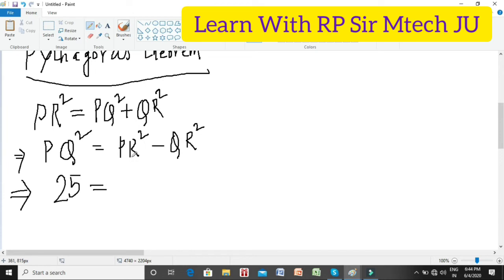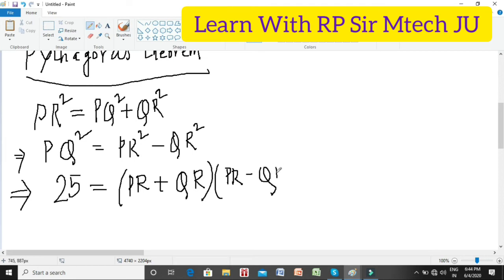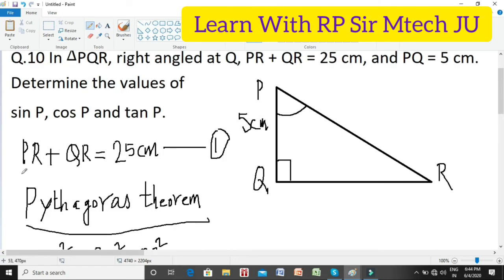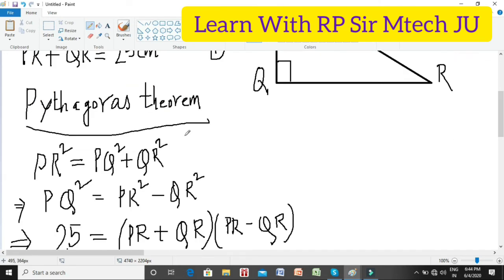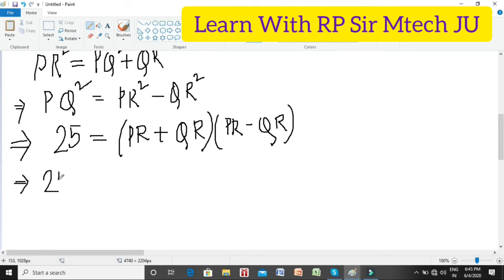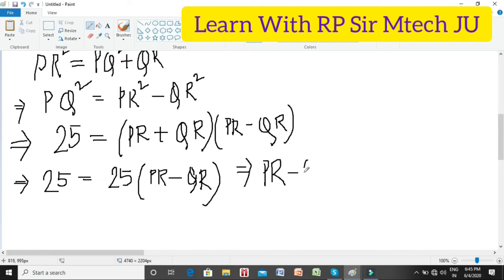If we interpret this one as A square minus B square, the formula goes like A plus B into A minus B. So we can say it will be PR plus QR into PR minus QR. Right? Now PR plus QR, we already have the value as 25 according to equation number 1. So we can write it further as 25 equals 25 into PR minus QR. So from here we can write PR minus QR will have a value of 25 upon 25, which is equal to 1.